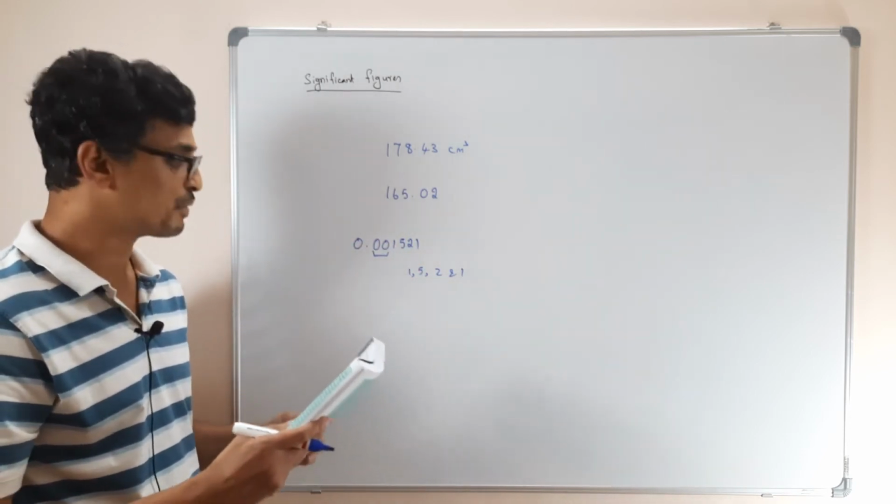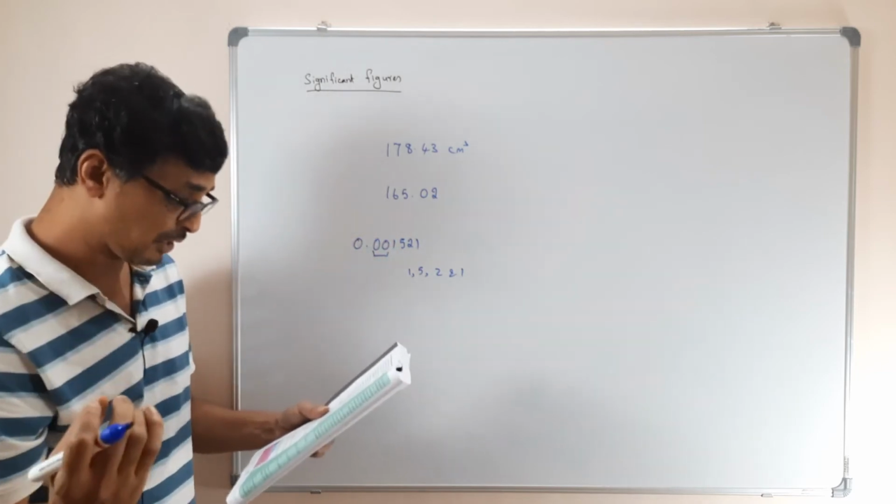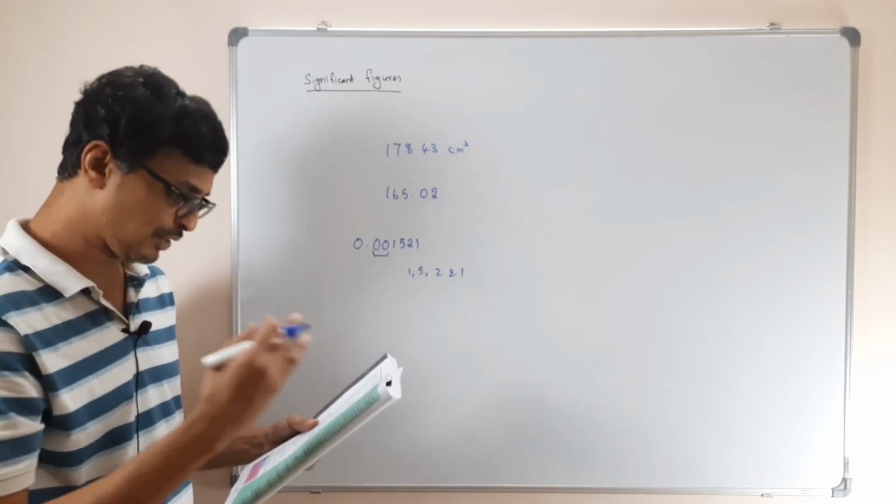Yes, 10 to the power of minus 2, something like that we have to write. Your book has a different method, but people generally use different ways also.